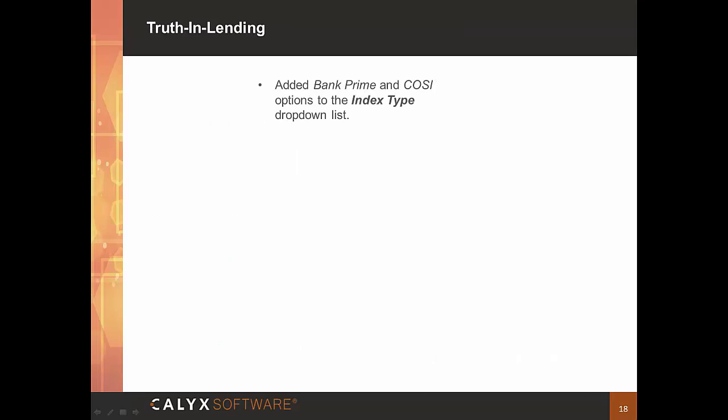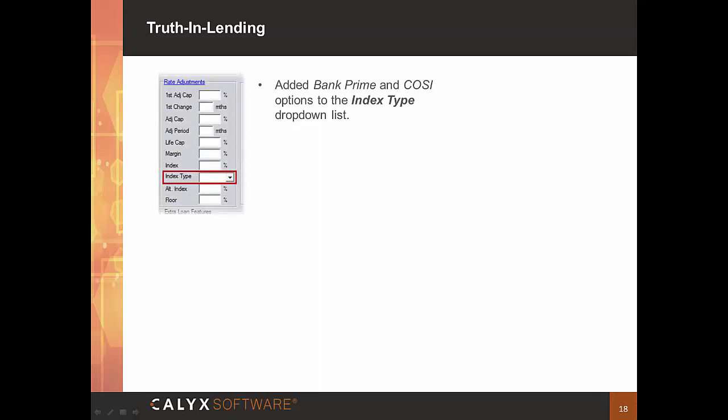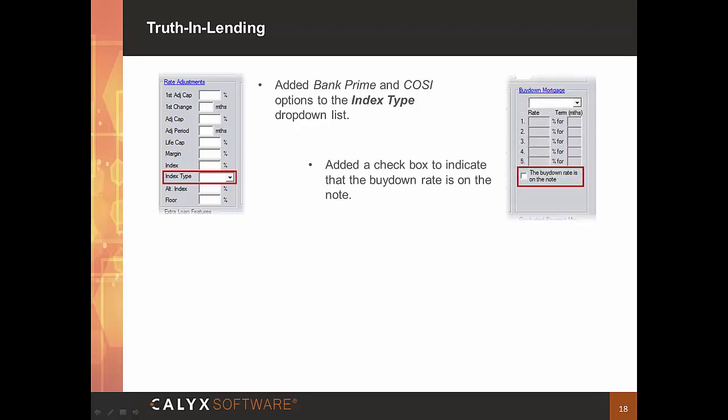On the truth in lending, we added the bank prime and COSI options to the index type drop down list. So right here under the index type, you can now find bank prime and the COSI. We added a checkbox also to indicate that the buy down rate is on the note. Now, the ones I've seen done most of the time, the rate that's on the note is the actual rate. It doesn't show the buy down, but if the note does have the buy down, then you need to click here so that it will show.